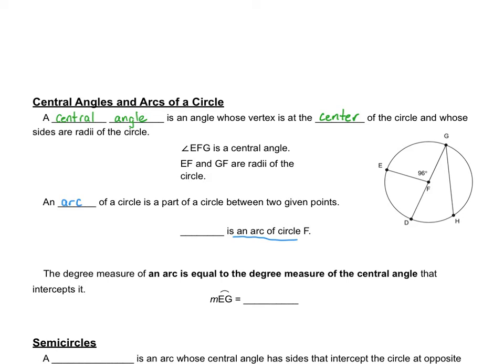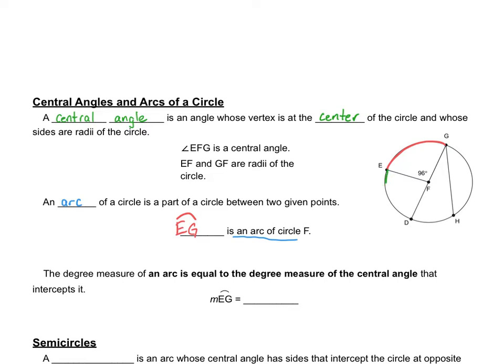There's probably several here. So it says it is part of the circle between 2 points. Okay, so the part of a circle would be my circumference of a circle. And I could say that we have arc EG, right? I got arc EG, or EG is an arc of circle F.